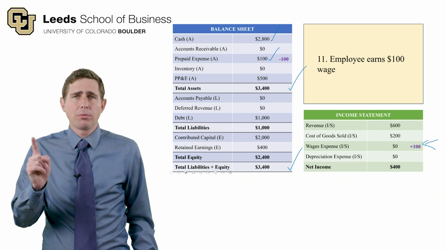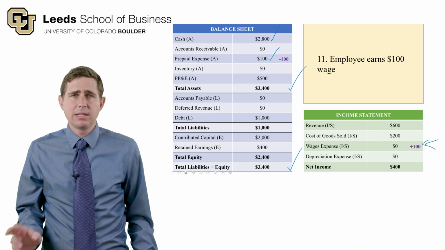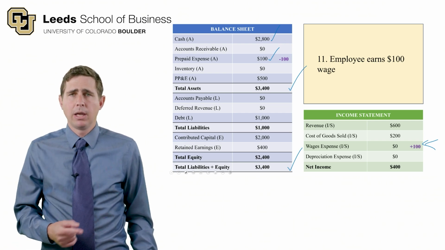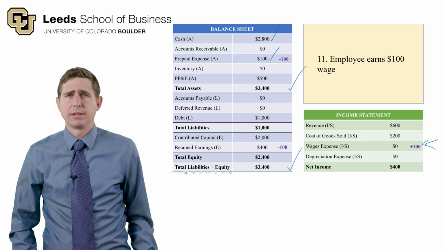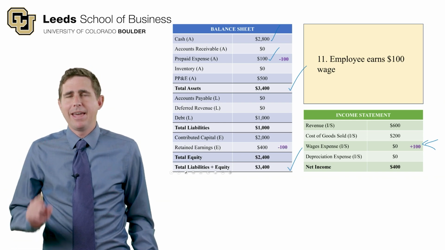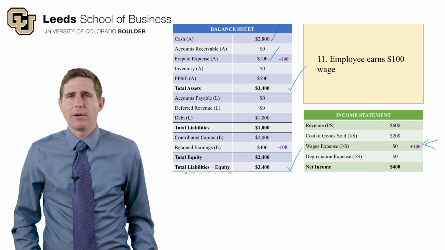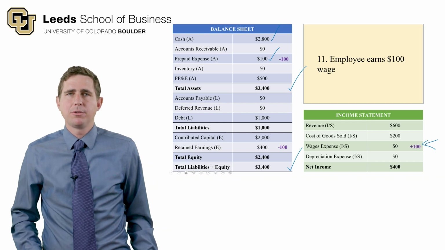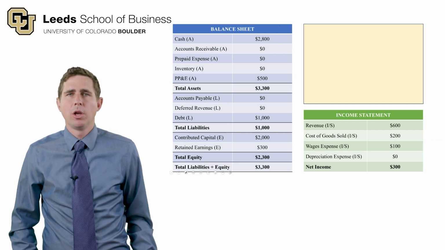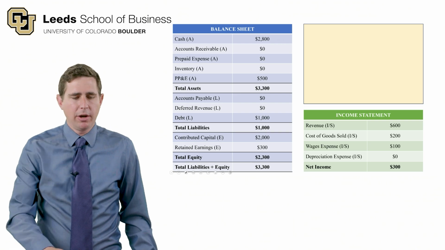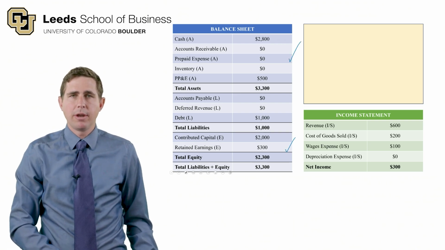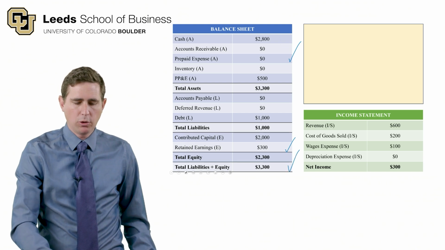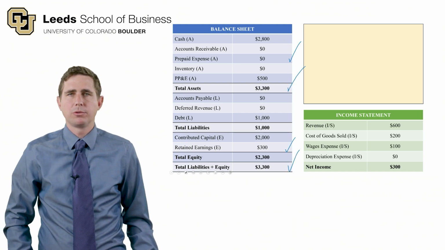Now let's flow through. The effect on wages expense needs to flow into retained earnings, right? That $100 expense is going to reduce retained earnings by $100. And that's what's going to keep our balance sheet in balance. Reducing assets by 100 and reducing equity by 100. When you post that entry, you don't have that prepaid expense anymore, and it's also reflected as a reduction in your net worth. So our total liabilities plus equity is still equal to our total assets.